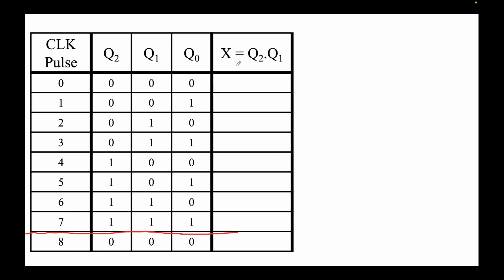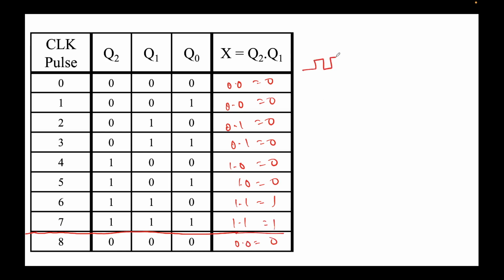So now what we want to obtain, this is a logical function that we want to find the waveform for, x equal to q2 times q1. So let's quickly do this. 0 times 0, 0; 0 times 0, 0; 0 times 1, 0; 0 times 1, 0; 1 times 0, 0; 1 times 0, 0 again; 1 times 1, 1; 1 times 1, 1; and then again 0 times 0, 0. Okay, let's plot this now.